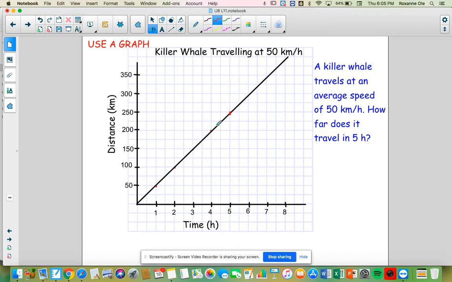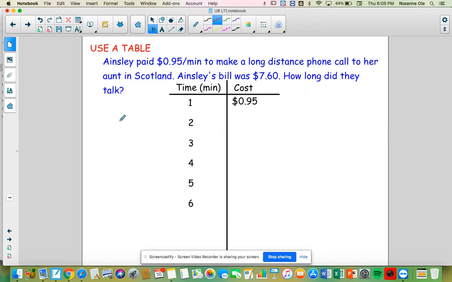So looking at this, we can now use the graph to figure out how far they would have gone at 7 hours by just going up here and finding out where it lands. And it lands at the 350. So we could see 7 hours, it would be 350. So that's another way we can figure out rates. So the first one was draw a picture. The second one was use a graph. And the third one is use a table.